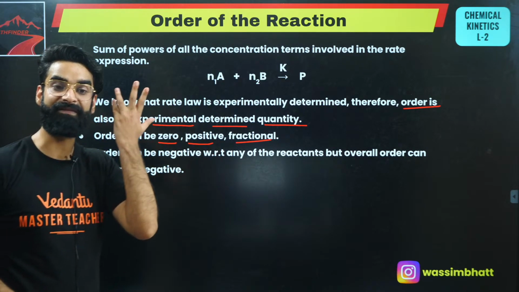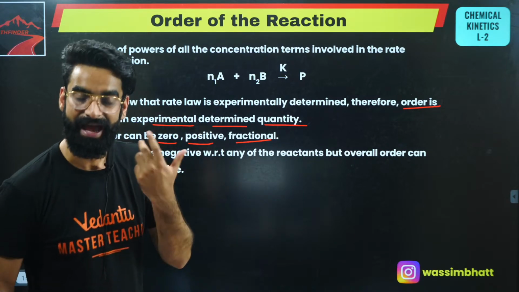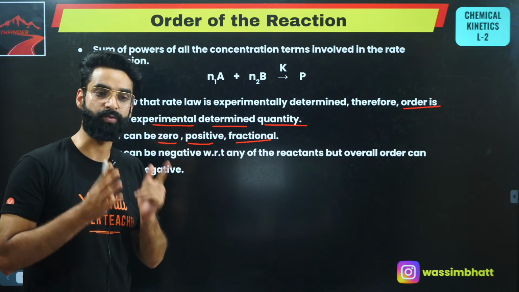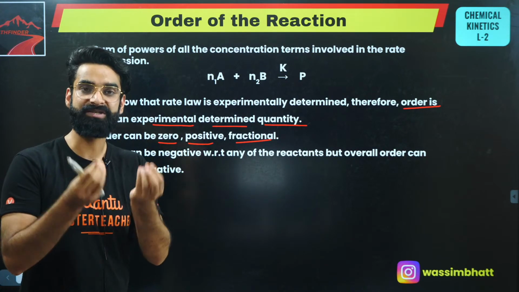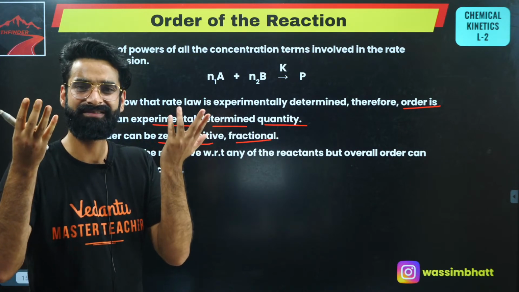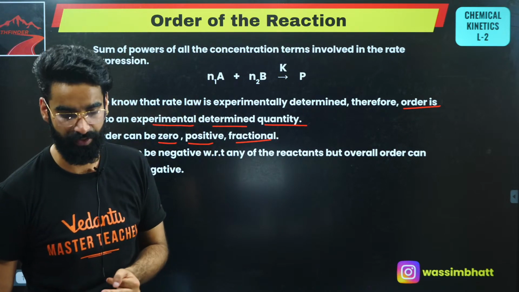Any reaction which has the overall order as 0, we call the zero order reaction. Any reaction which has the overall order as 1, we call the first order reaction. Any reaction which has the order as a fraction, like 1 by 2, we call simply the fractional order reaction.